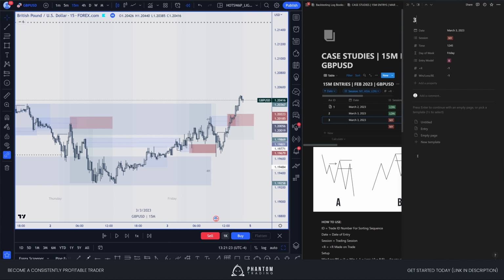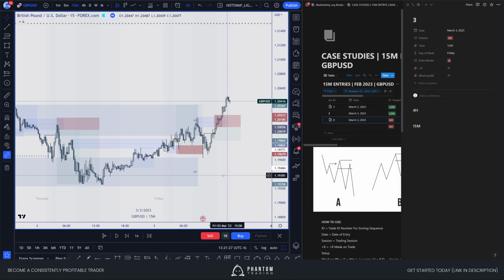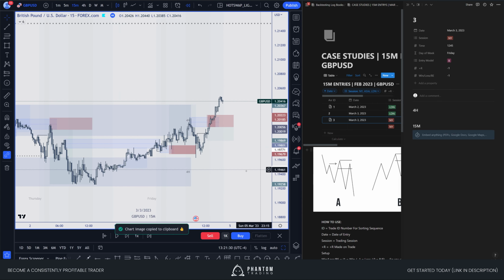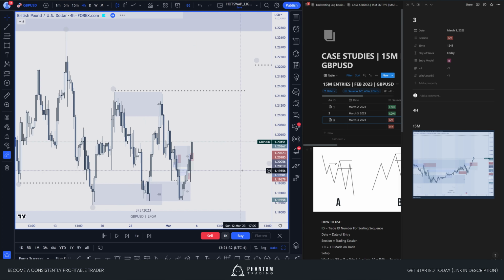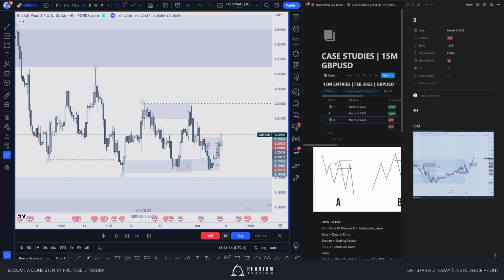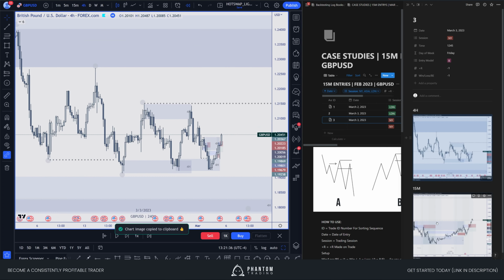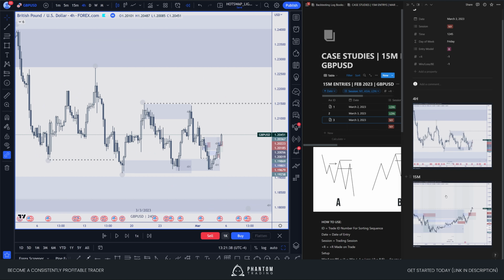But basically you would go in and use your entry template, and again, just take pictures of the 15-minute, the 4-hour, maybe the daily if you want to be very thorough about it. So you just have reference to it. You can always go back and see, oh, okay, this is how I should be trading this. If you're ever struggling in the live market, go refer to the data that you collected, okay? Because it's a really good guide.